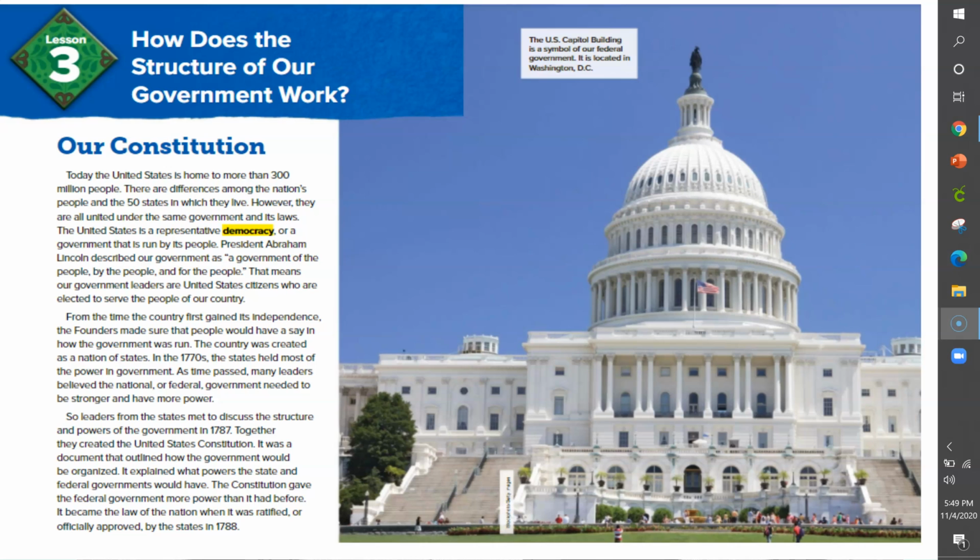Let's think back to what Abraham Lincoln said. He described our government as a government of the people, by the people, and for the people. How does this reflect the ideals of democracy, meaning a government that's run by its people? Pause right here to think about that.